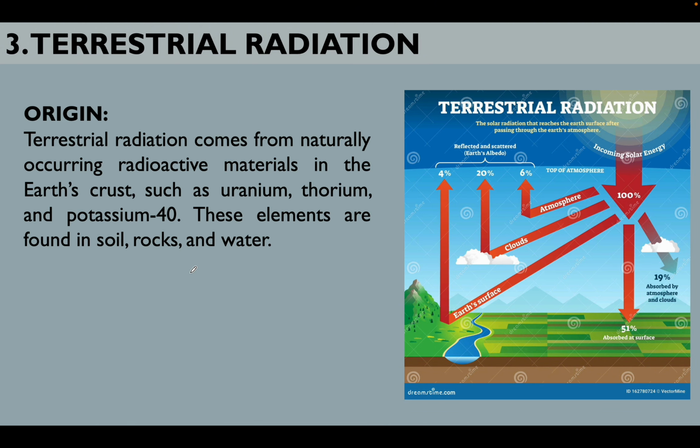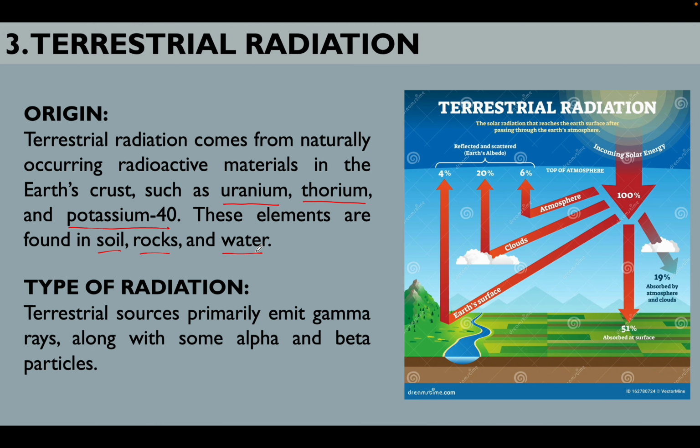So terrestrial radiation comes from naturally occurring radioactive materials in the Earth's crust, such as we have uranium, thorium, and also we have potassium 40. Now, kani sila nga mga elements are found in soil, we have rocks, and also water. So, dira nato na makita dira nato na sila makuha ng mga elements. Okay. Now, unsa man nga type of radiation si terrestrial radiation?